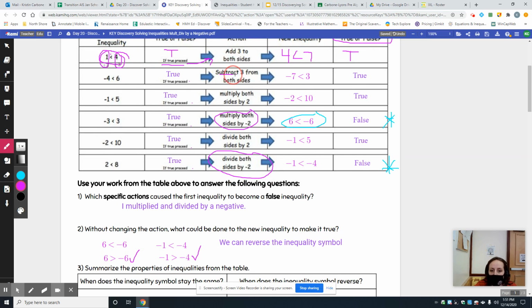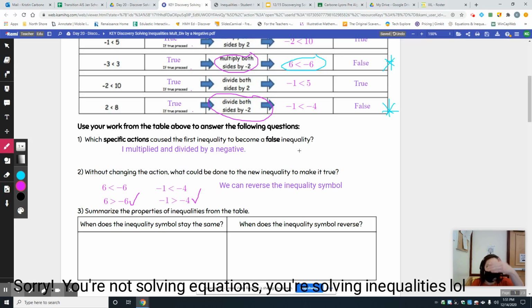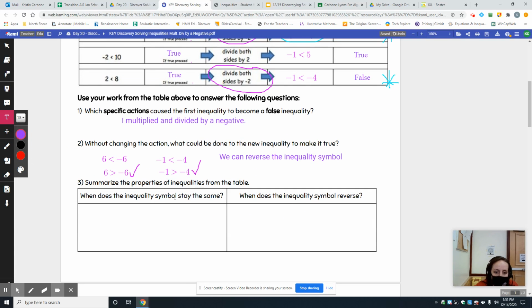Notice here you subtracted 3, which is the same as adding a negative 3, but nothing happened. That's what makes the difference. You can add or subtract by a negative, and nothing will change. But the minute you multiply or divide by a negative, it changes the whole ballgame. So when you're solving inequalities and you multiply or divide by a negative, you have to reverse that inequality symbol.